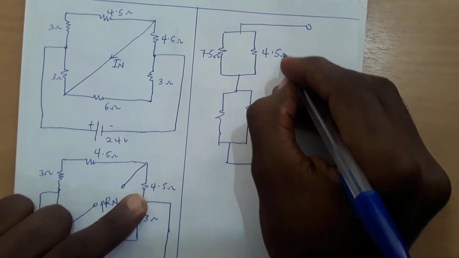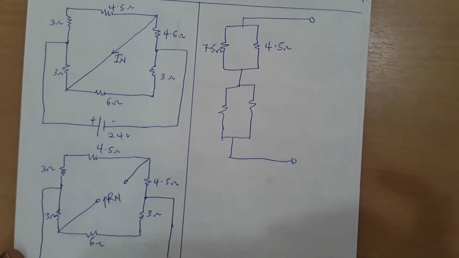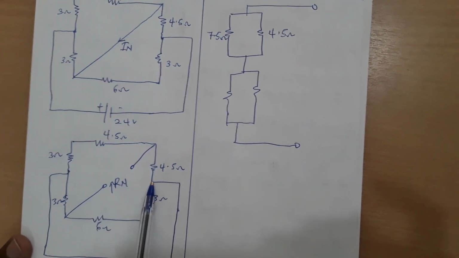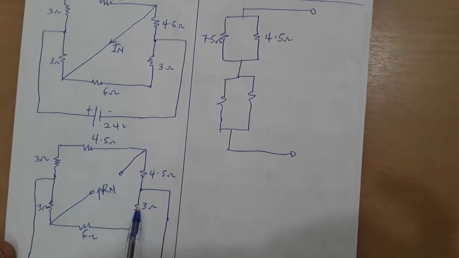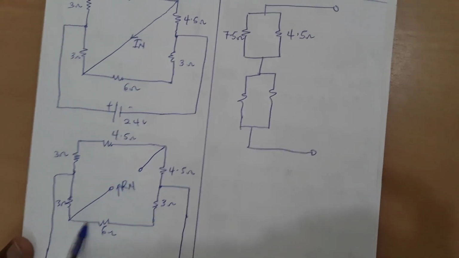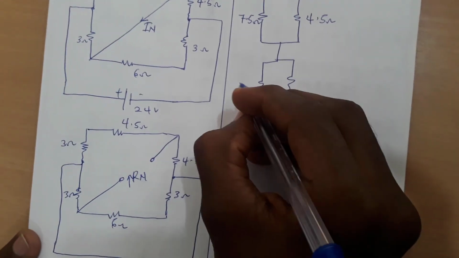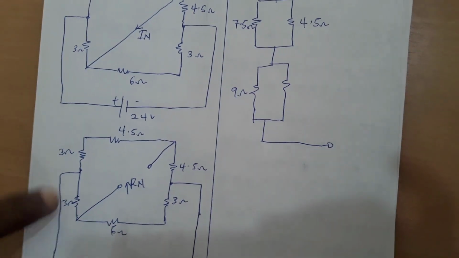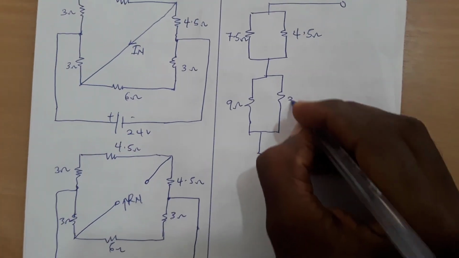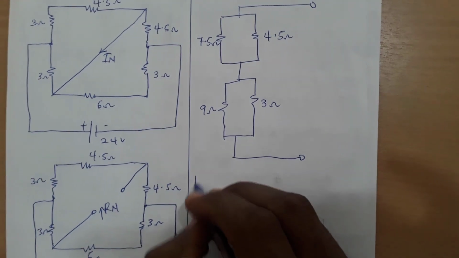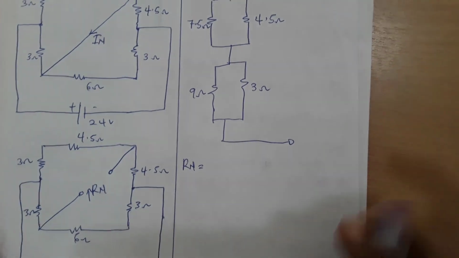So here it is. And from here I said that if a current is moving from this side, when it gets to this node, the current that will flow through this 3 will be the same current that will flow through this 6. So 6 plus 3 will be in series, which is 9 ohm, and they will be in parallel with this 3 ohm. So here's a 3.